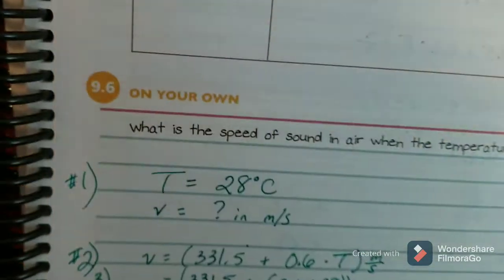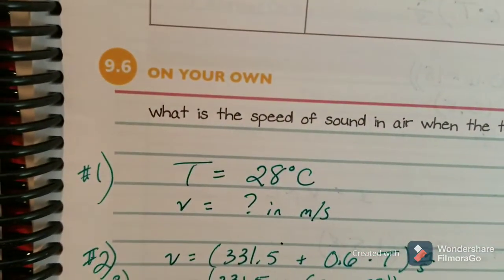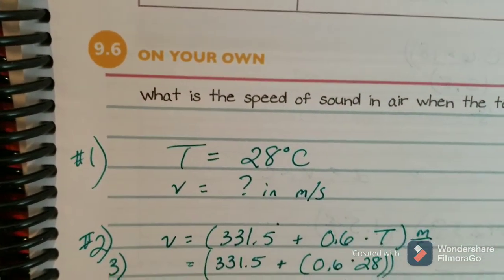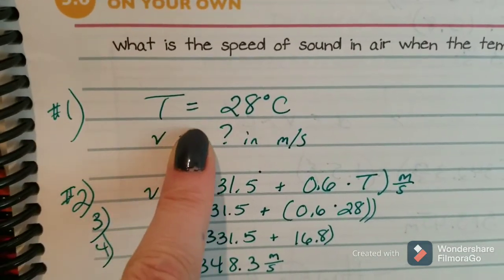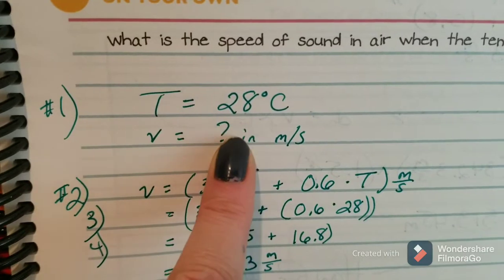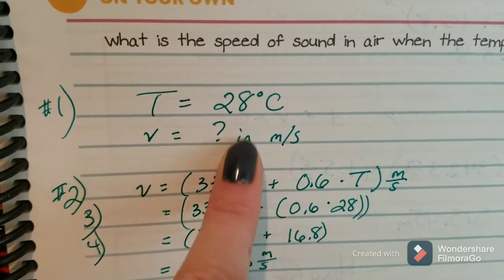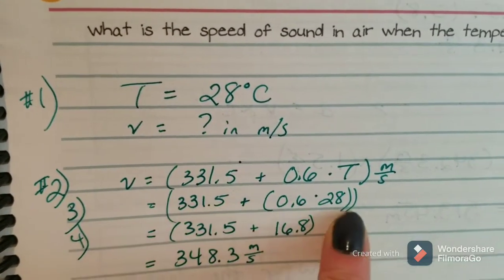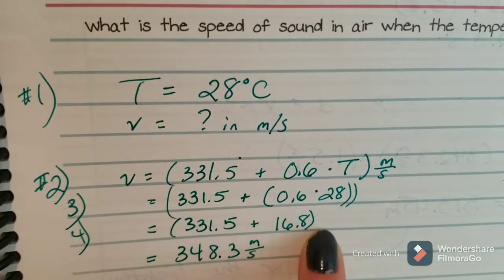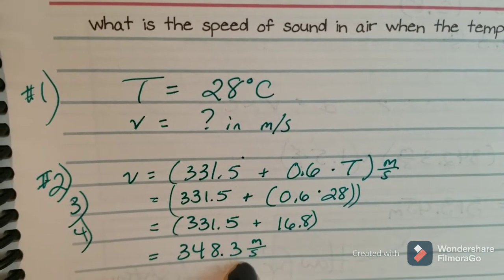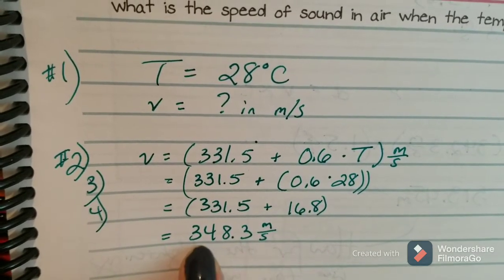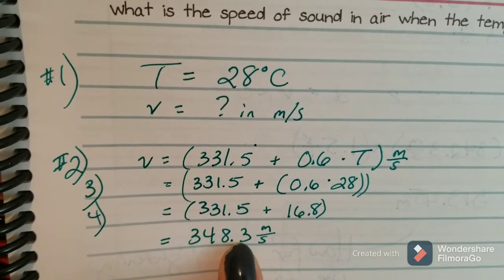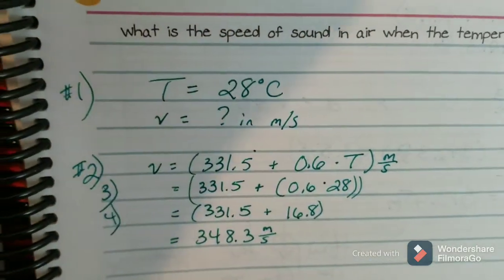All right. We're going to move on over here. We're on page 271 now. What is the speed of sound in air when the temperature is 28 degrees Celsius? Okay, we've got T equals 28. V, don't know. Plugging in our T, 28. Boomity boom. And there we go. Speed of sound in air when it's 28 degrees Celsius is 348.3 meters per second. That's pretty speedy.